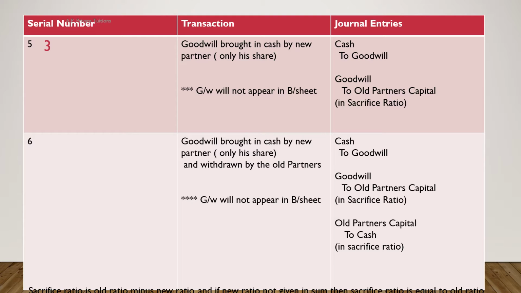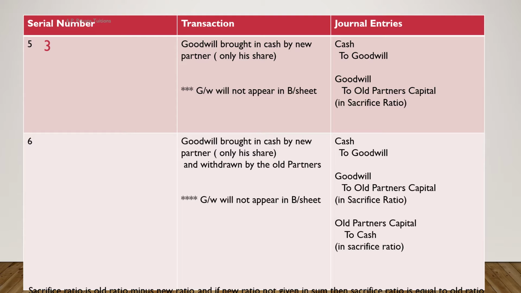Remember, whenever the new partner is bringing goodwill, he will bring only his share of goodwill. So when he is bringing money, cash account debit to goodwill. And that goodwill will go to the old partners because it is their goodwill. And remember, that will always go in the sacrifice ratio. What is sacrifice ratio? See below, on the slide it is given. Sacrifice ratio is old ratio minus new ratio. And if the new ratio is not given in the question, then the sacrifice ratio will be equal to your old ratio.